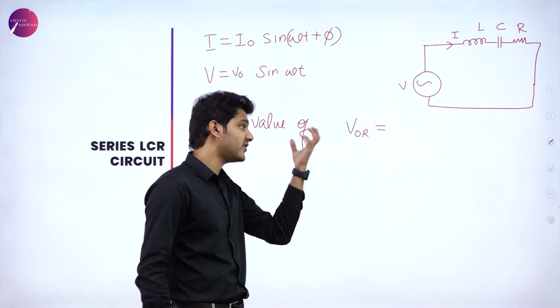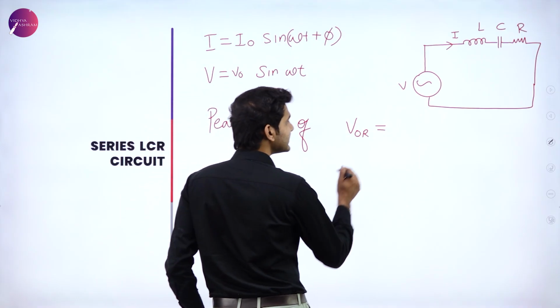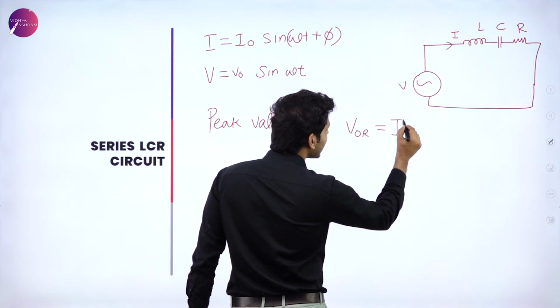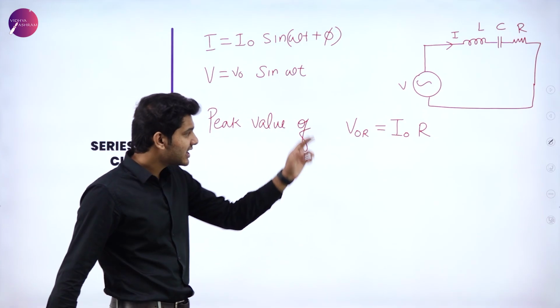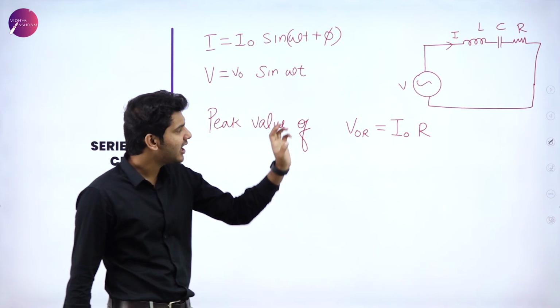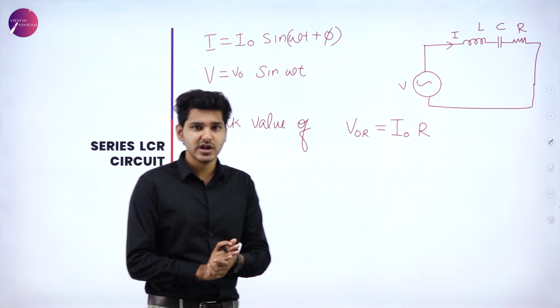You can call it VR naught or V naught R, any way you like. So it is equal to, what is the equation? IR. So we can write I naught into R, which means here the peak voltage that is passing through the resistor R is given by V naught is equal to I naught into R.